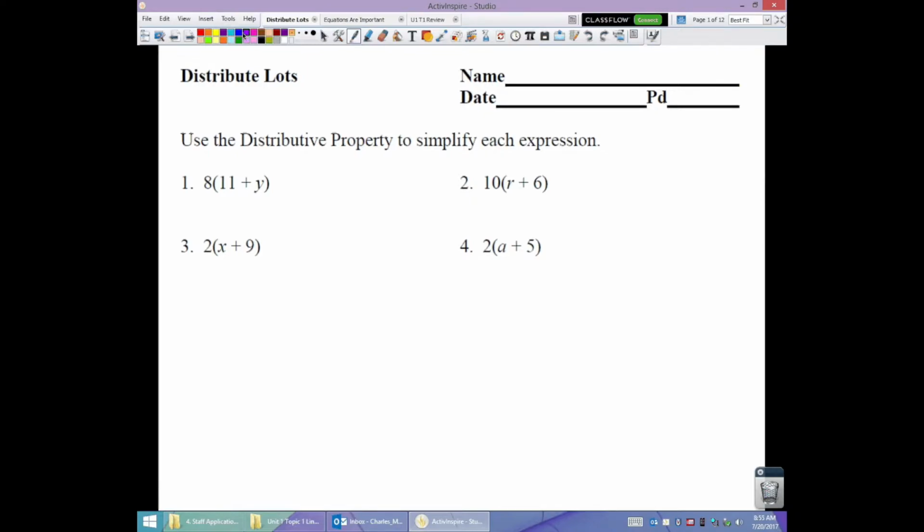So starting here at the beginning, distributive property, as a rule, would say that any number A times a quantity of B plus C can be simplified to, we multiply this number or variable out front times each one of the ones inside. So A times B is AB, and then A times C is AC, so positive AC.